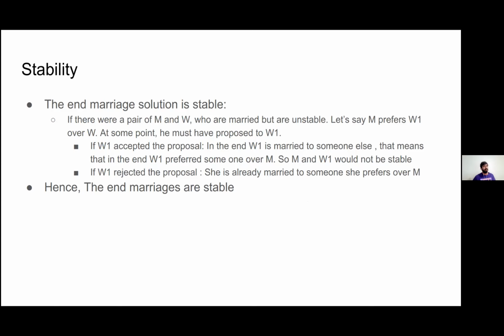So there are two cases here. If W1 accepted the proposal in the past, but at the end we see that W1 is matched with someone else, that means that in the end, W1 preferred someone over M1. So M1 and W1 wouldn't be unstable in the final matching. In the other case, if W1 rejected the proposal, she is already married to someone she prefers over M1. So we can say that in the end, all the marriages given by this algorithm are stable.